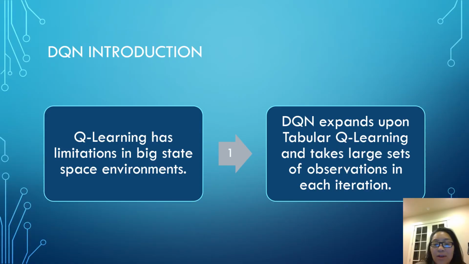Although the tabular Q learning method is great for looking at action value functions or value functions, it has limitations when it comes to big state space environments. Think of games that have more complex inputs and a lot more than just taking actions up, down, left, or right. So DQN, deep Q networking, expands upon tabular Q learning and takes large sets of observations in each iteration.